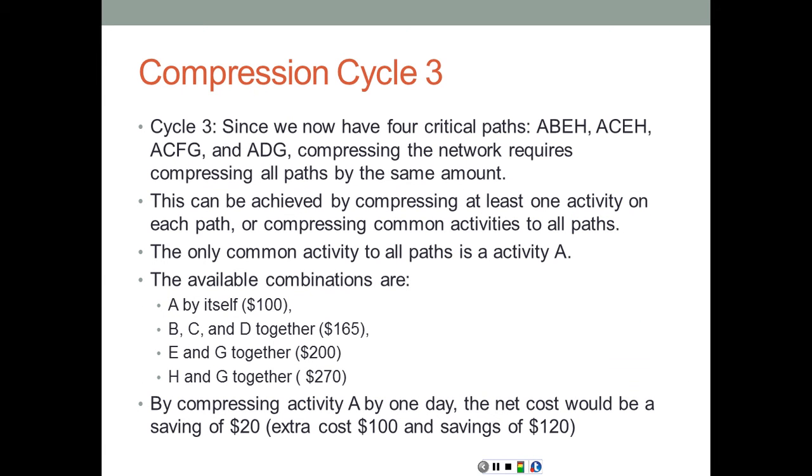Since we now have 4 critical paths, compressing the network requires compressing all the paths by the same amount. This can be achieved by compressing at least 1 activity on each path. And again, here it shows the analysis of the costs together.